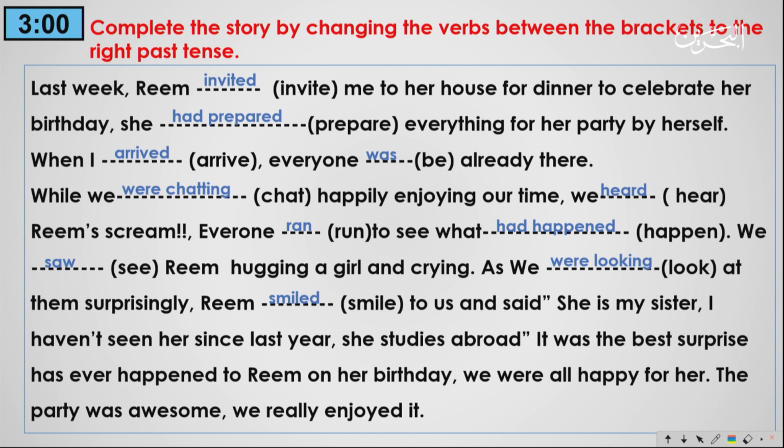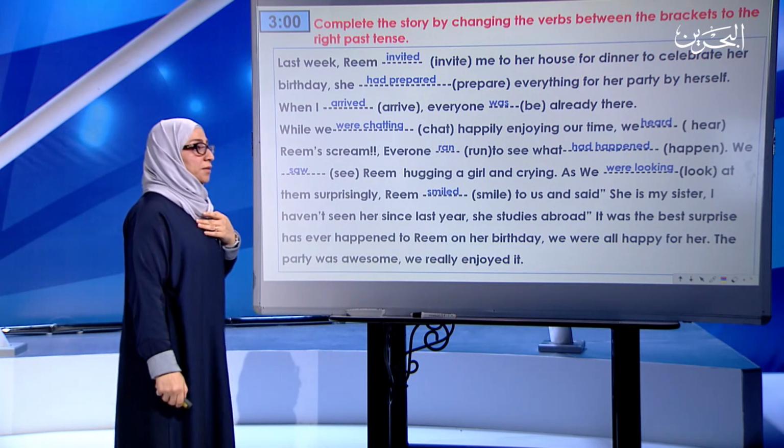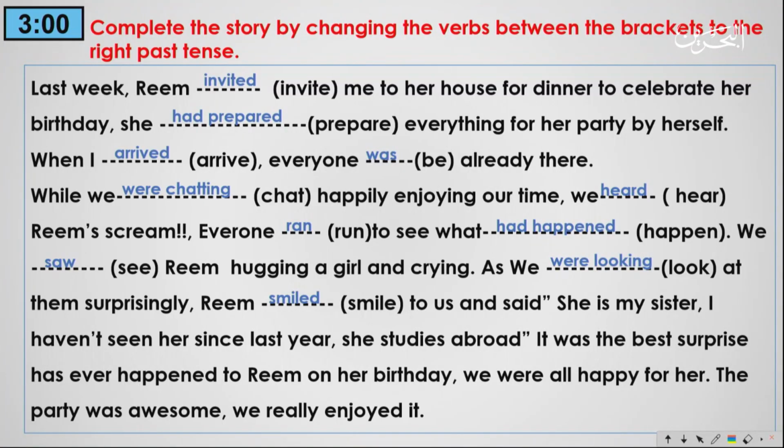Everyone ran to see what had happened. Again, had happened, past perfect, because it happened before we ran to see what had happened. We saw Reem hugging a girl and crying. As we were looking, again, an action was going on. As we were looking at them, surprisingly, Reem smiled at us and said, "She is my sister, and I haven't seen her since last year.